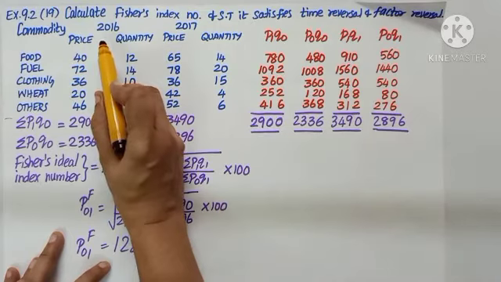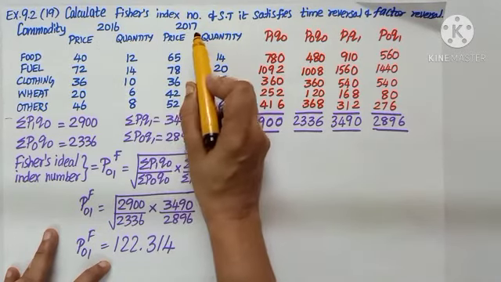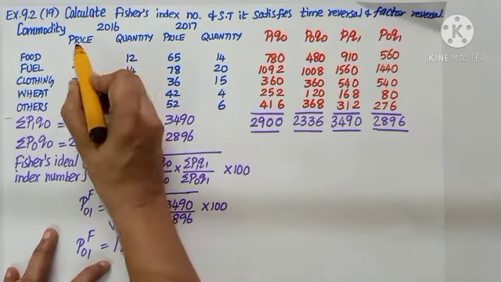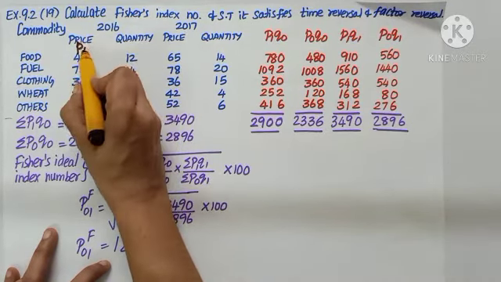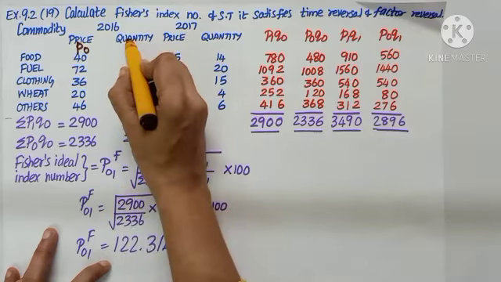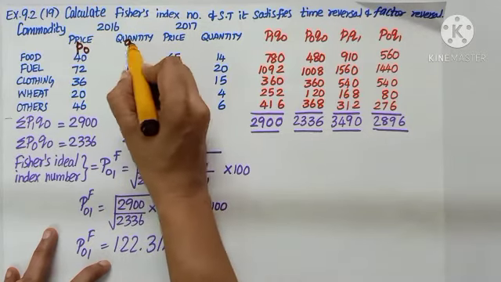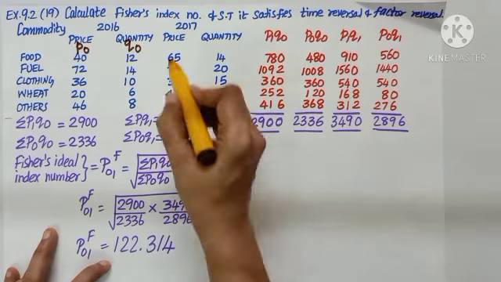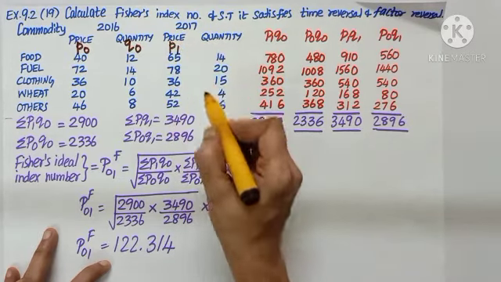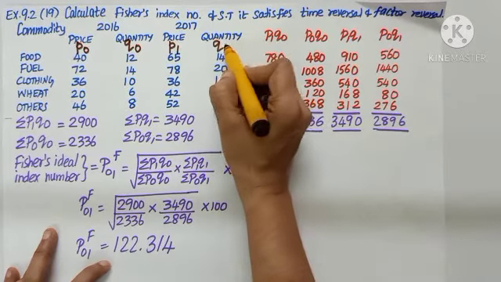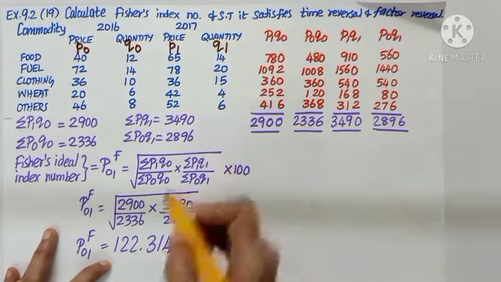So we are given 2016 and 2017. Price tells me P. This is base year, so P naught. Quantity tells me Q. Again base year, so Q naught. Price tells me P. 2017 current year, so P1. Quantity is Q. Current year, so Q1.